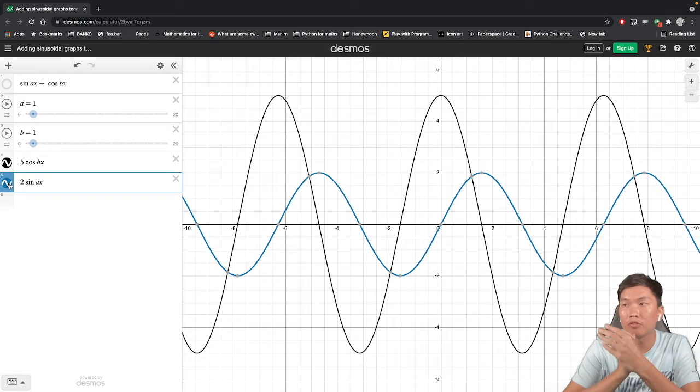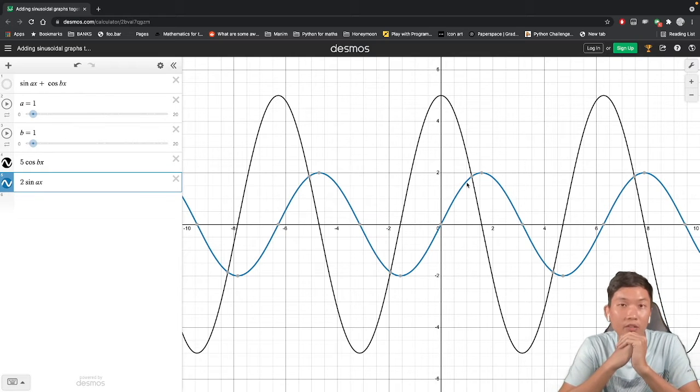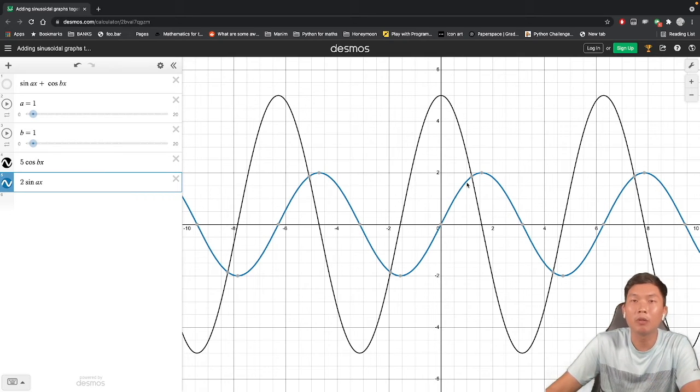It is quite impossible to determine what the maximum value is. Is it when the black graph is maximum and then the blue graph is 0? Is that the maximum? Or is it when they intersect? Or is it somewhere in between? Like maybe just over here and then here? There's no way of telling what the maximum value is. Correct? So we have this problem on our hands.